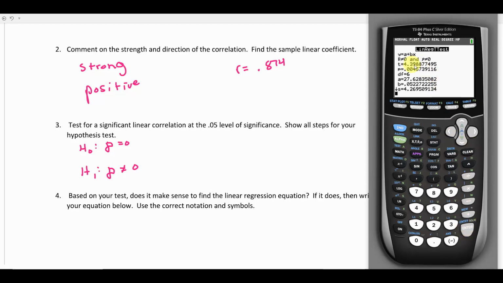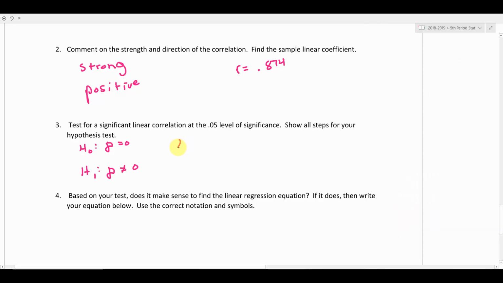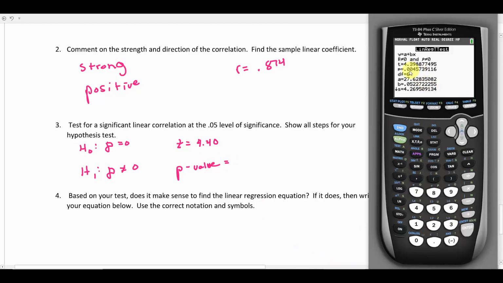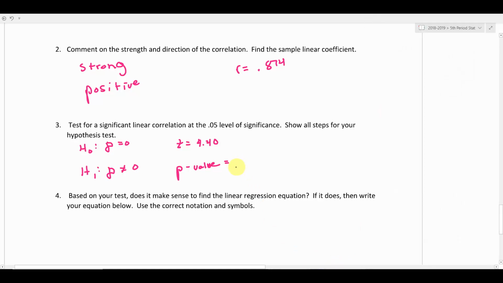So we got a t-value, that's what we want, that's our test statistic, 4.39. We'll say 4.40 for rounding. Okay, so we were 4.4 standard deviations away, which is a pretty difficult thing to do. And our p-value is 0 plus, oh, not quite, so we'll say 0.005.